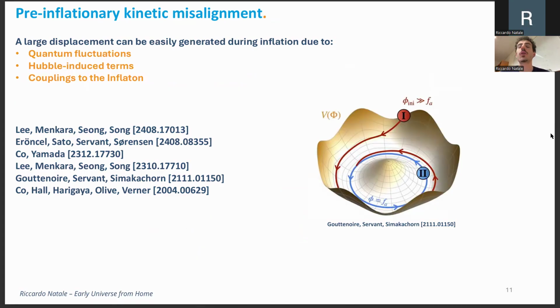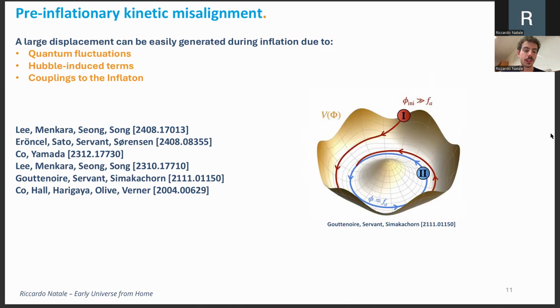So there are already several model implementations of axion kinetic misalignment, in which the displacement of the saxion field is achieved during inflation. And for this reason, I will refer to them as pre-inflationary models. And the displacement is easily achieved via quantum fluctuations if the Hubble parameter during inflation is large compared to the saxion mass. And also we can use Hubble-induced terms or couplings to the inflaton.